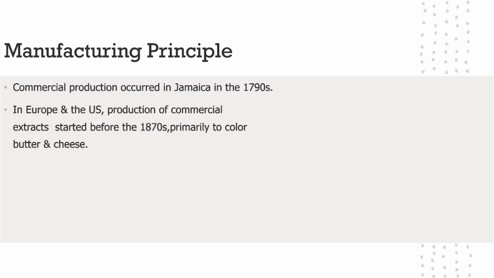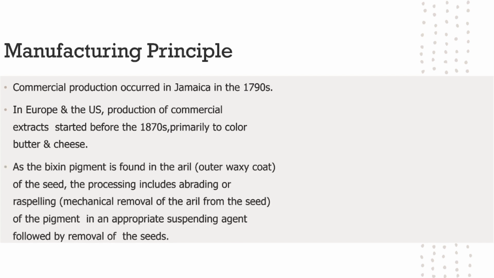Now, the manufacturing principle. Commercial production of annatto occurred in Jamaica in the 1790s. In Europe and the US, production of commercial extracts started before the 1870s, primarily to color butter and cheese. As the bixin pigment is found in the aril, the outer waxy coating of the seed, the processing includes abrading or raspaling. Abrading means abrasion, which is rubbing against a hard surface, or raspaling, which means mechanical removal of the aril from the seed.